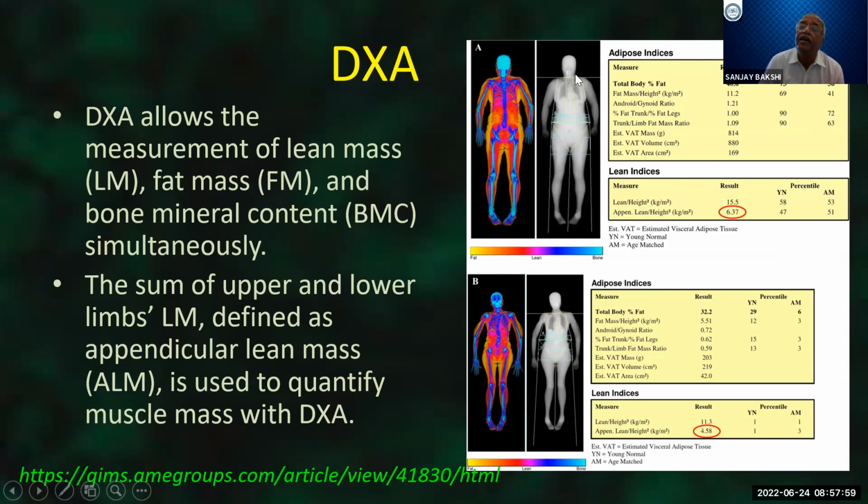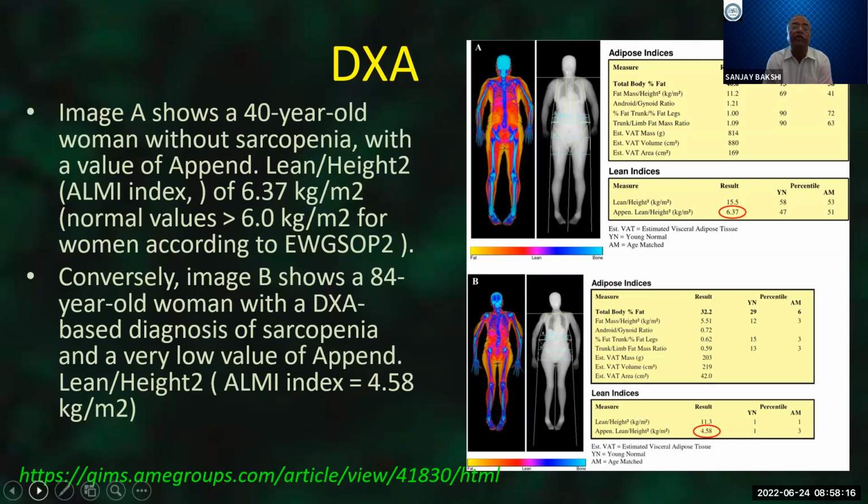You can see that this younger patient had an ALMI of 6.37, whereas this one was 4.58. So she is sarcopenic and the other is not. For a 40-year-old patient without sarcopenia, values are above 6.0 kilogram per meter squared, according to the European Working Group on Sarcopenia in Older People, version 2. In image B, an 84-year-old woman has a DXA-based diagnosis of sarcopenia with a very low value, less than 5. So it's 4.58. This is the newer modality which is coming in.